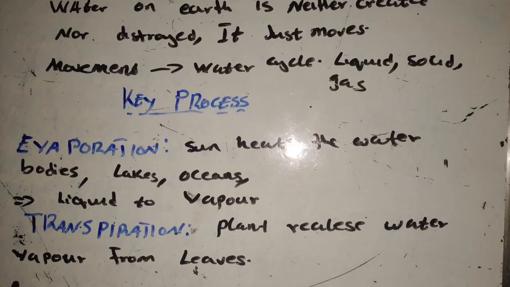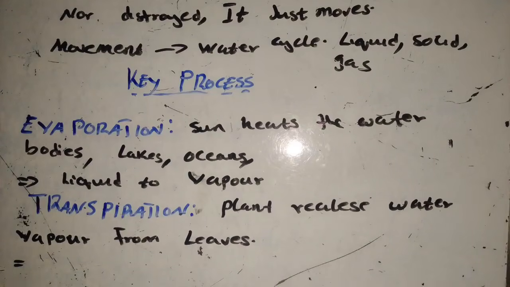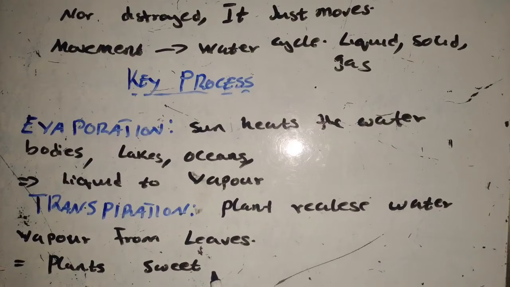So here you should also know the simple term that we can use for you to remember. You should also know that plants sweat too. Okay, so the plants do sweat. So when they do that, they will release the water vapor into the atmosphere. Hence, we're going to have water in the atmosphere. So this is what happens during the process of transpiration.